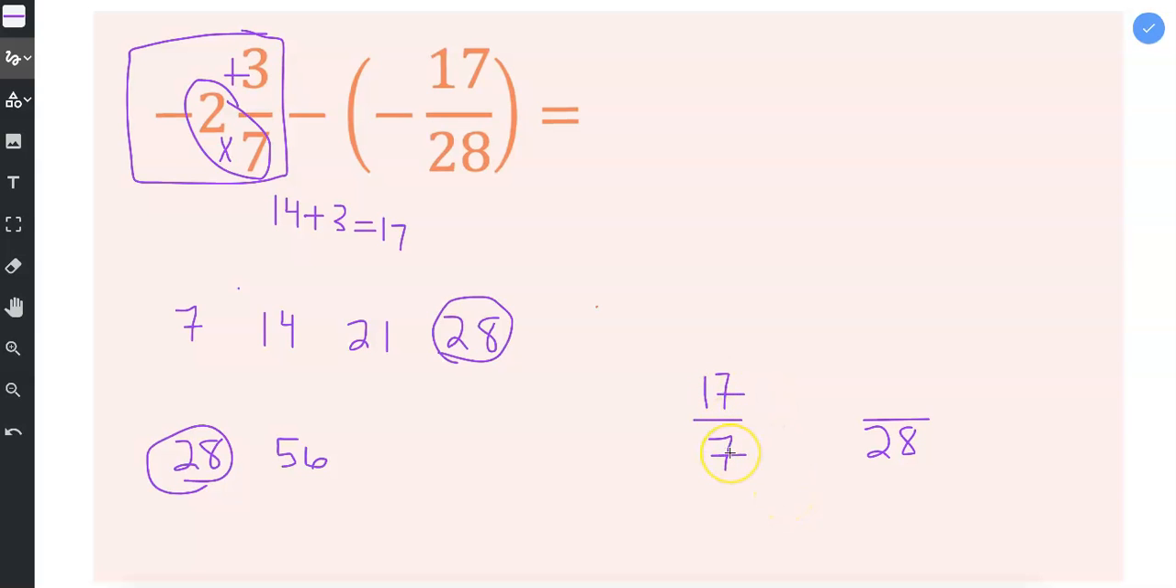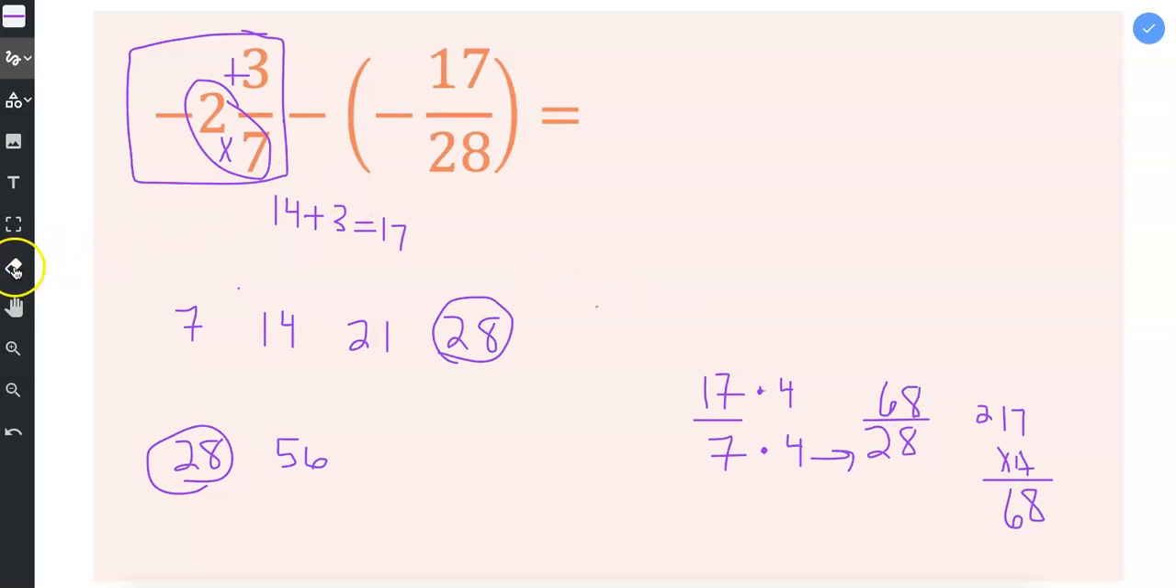Then 17 sevenths we need to change to something over 28. So I know that I need to multiply 7 by 1, 2, 3, 4, because 4 sevens makes 28. So that means that if I multiplied the denominator by 4, I also need to multiply the numerator by 4. All right, so 17 times 4. Well, 7 times 4 is 28. Record the 8, carry the 2. 1 times 4 is 4, plus 2 is 6. So 17 times 4 is 68.